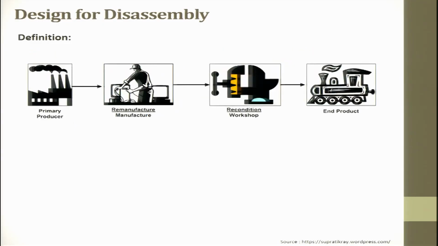If you want to pictorially represent the same definition, you can have it as primary producer, then remanufacture, in which we try to manufacture, and then we do reconditioning in the workshop, and then finally it goes to the end of the product. So, we use all these things to try to reuse the material which can be salvaged.